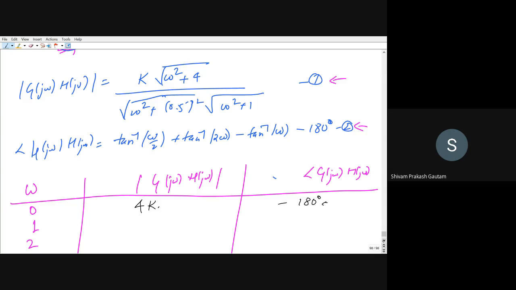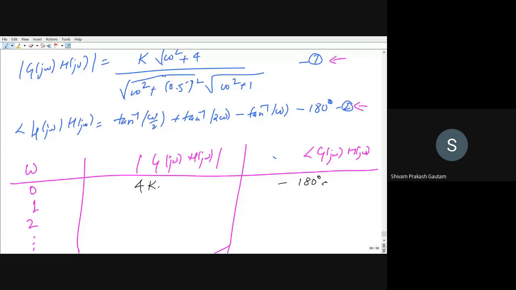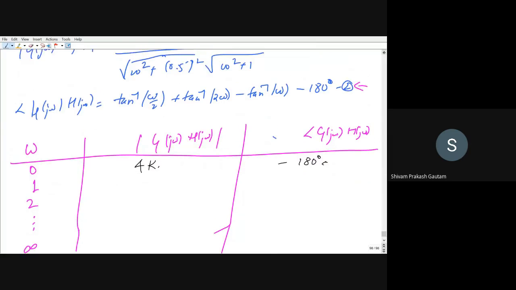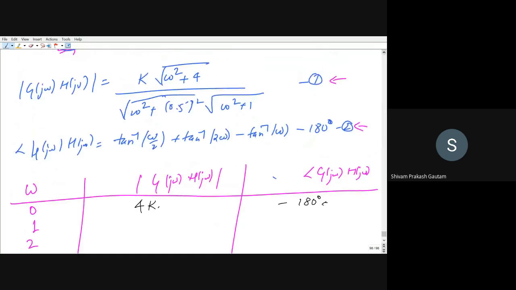Okay, so now you can go on putting the values, that is you can put 1, you can put 2 and you can put infinite. So let us just directly put infinite, because there is only one value of omega for which our phase is minus 180 degree. You can see we have put omega is equal to 0 and we have got minus 180 degree. There will be no other values of omega for which the phase can be minus 180 degree. Now you can put omega is equal to infinite. Put omega is equal to infinite in equation 1 and tell me what will you get.